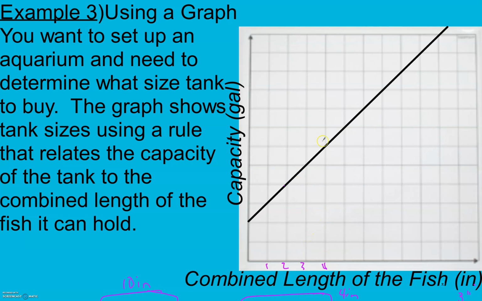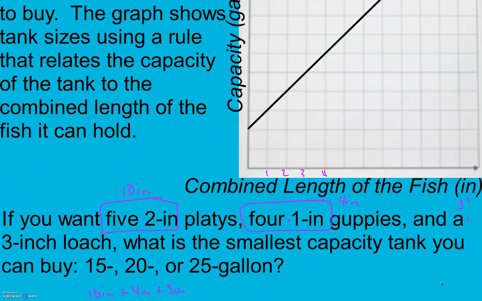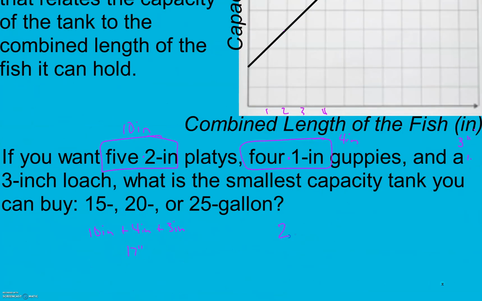3, add 2, we get 5. 4, add 2, 6. So knowing that, we take our combined inches and add 2 to it. So our combined inches is 17 plus 2. We get 19 gallons, and that's the minimum capacity tank we can get. But we don't have that option, so the smallest tank that we can buy is going to be a 20 gallon.